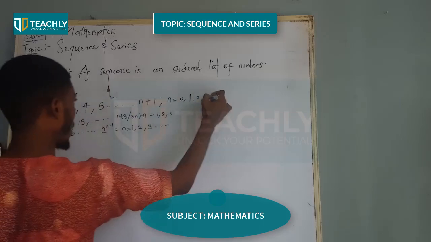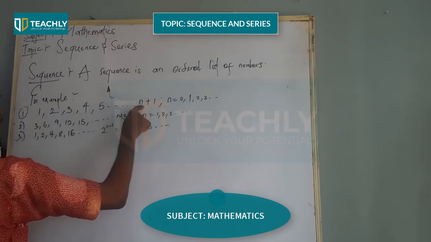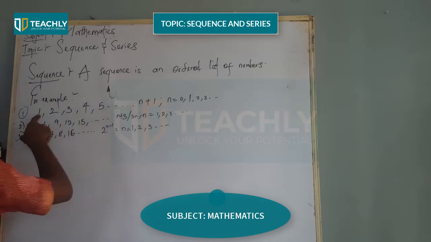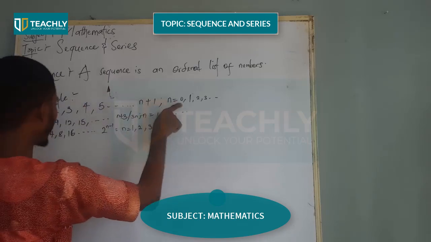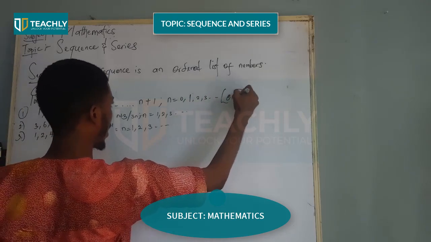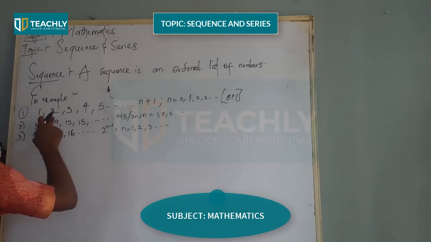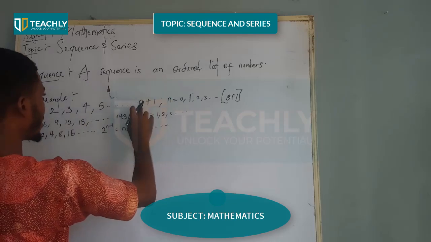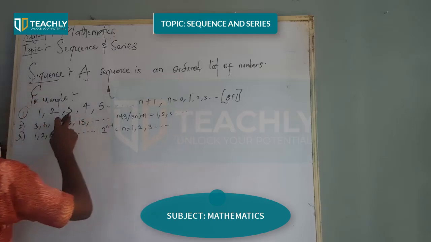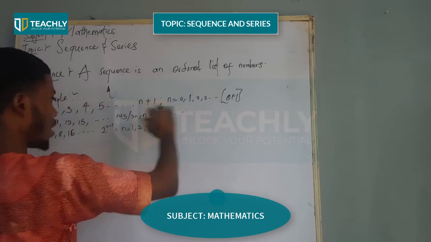You might want to ask me how I got my value. If I put 1 into this, when n is equal to 1, I'm going to have 2. Or starting with, when n is 0, I'm going to have 0 plus 1, which gives me 1. When n is equal to 2, I'm going to have 2 plus 1, which is 3. When n is equal to 3, 3 plus 1 is going to give me 4. That is how the progression is.